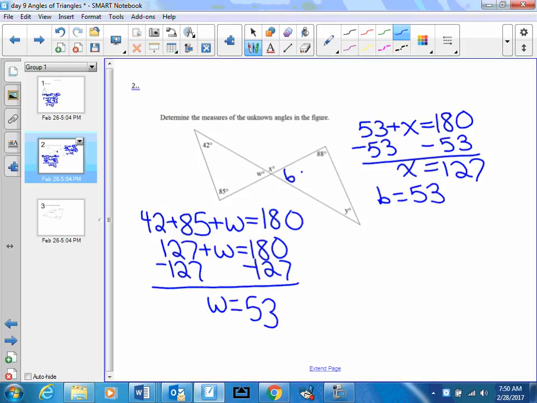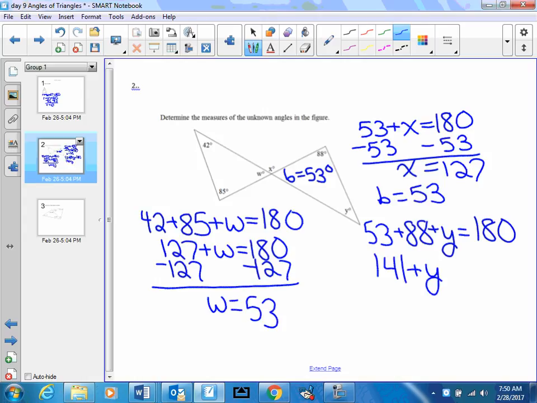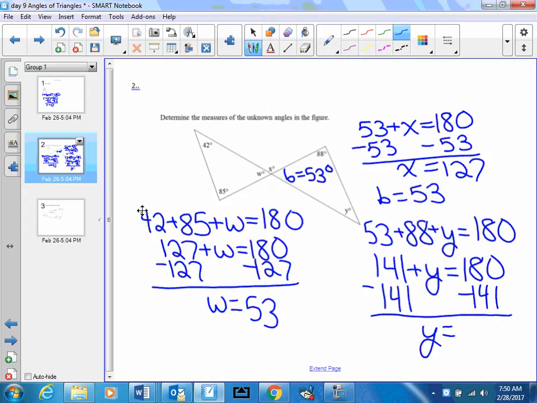So now that I know that, looking at the second triangle, if I add 53, 88, and Y, that has to equal 180 because they're angles in a triangle. Using my calculator to combine like terms, 141 plus Y equals 180. Do my inverse work now, subtract 141. We get the value of Y is 39 degrees.